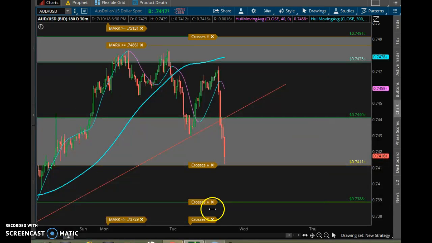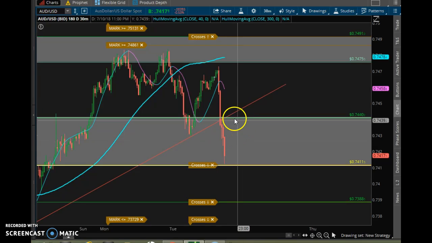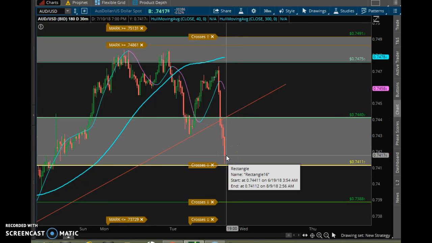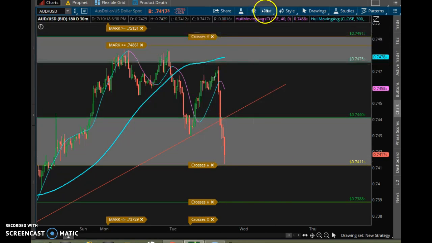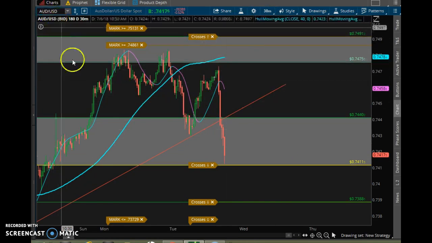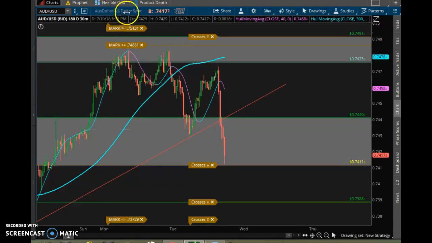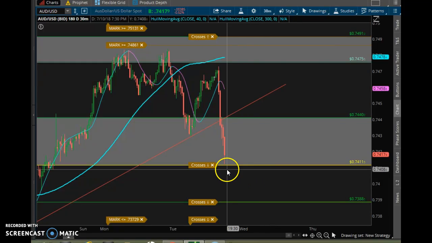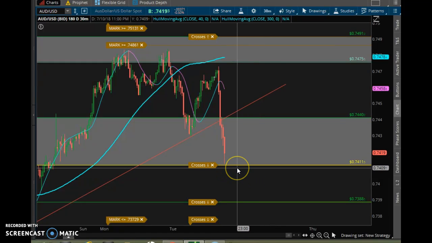Let's take a look at the chart. My entry was here, and as you see, the market is down here. I'm watching this on a 30-minute chart. This is AUD USD, Australian dollar versus US dollar. So things going pretty good. Looking at my 11 o'clock roll around, it should be somewhere near here. See where the market should fall. We'll see where it goes.